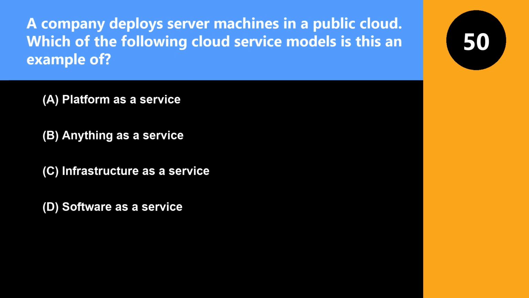Question 50. A company deploys server machines in a public cloud. Which of the following cloud service models is this an example of? Option A, platform as a service. Option B, anything as a service. Option C, infrastructure as a service. Option D, software as a service. The correct answer is option C, infrastructure as a service.